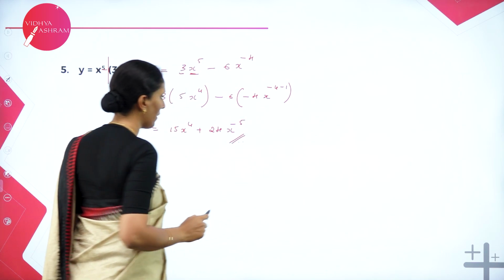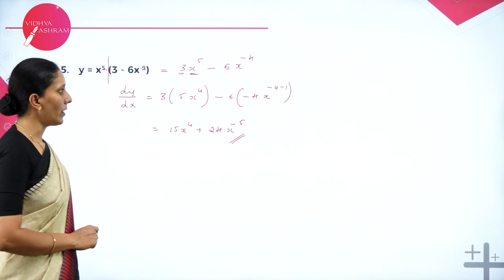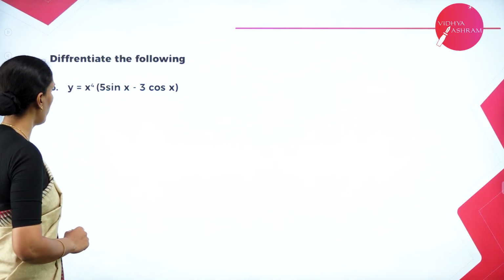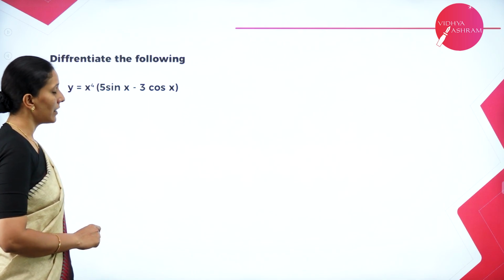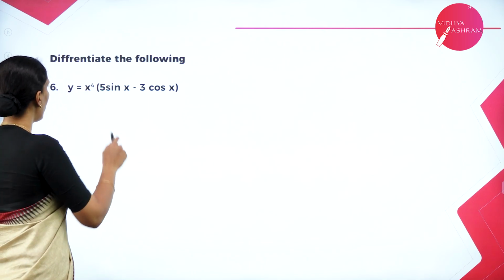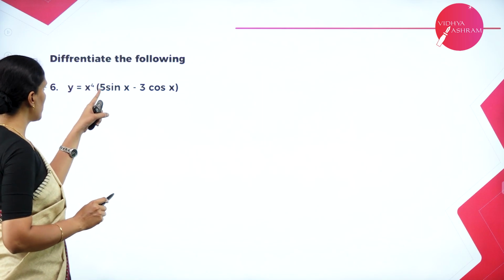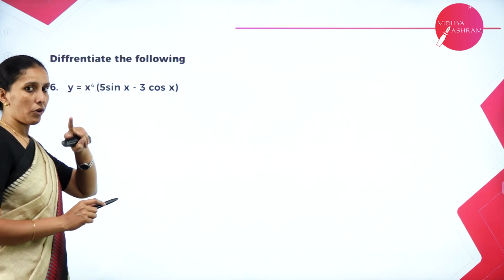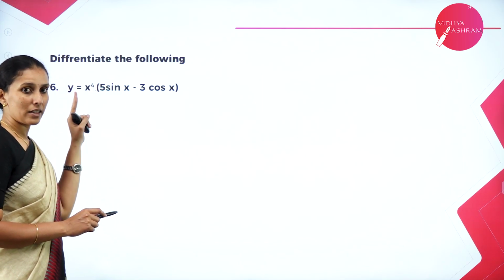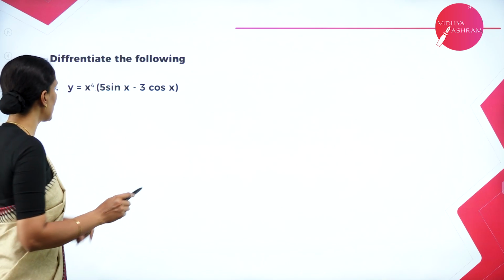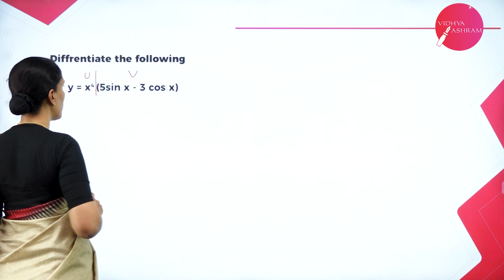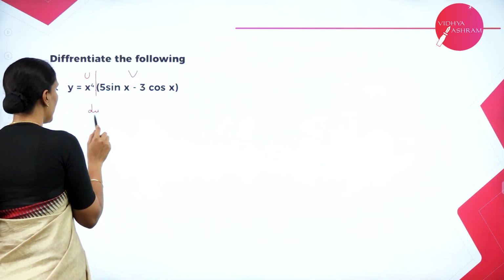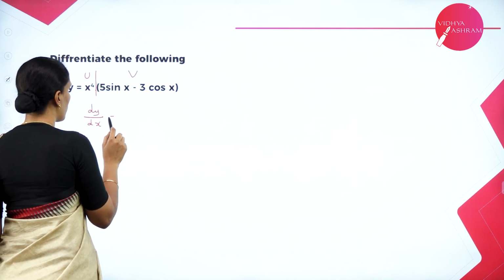This is the derivative. Next one, differentiate the following. So, we have x power 4 into 5 sin x minus 3 cos x. So, this is already two functions. When you multiply also, you will get two functions, one is sin x, another one is x power 4. So, let us keep it as it is. Let me consider this function as u and this function as v. So, let us apply dy by dx with the product rule.